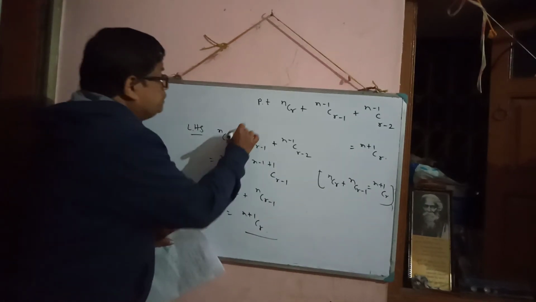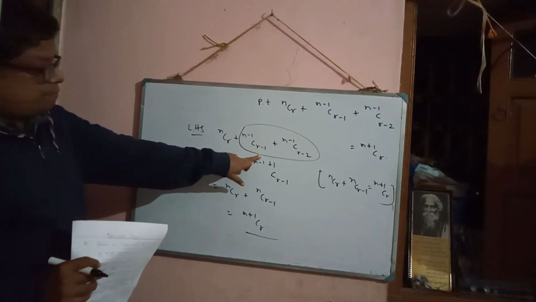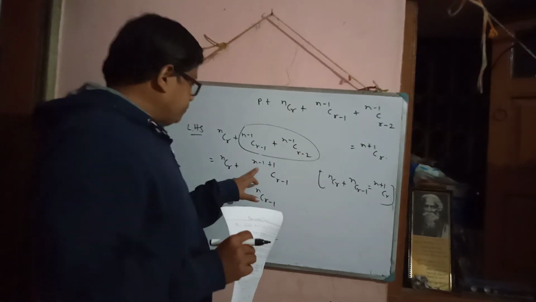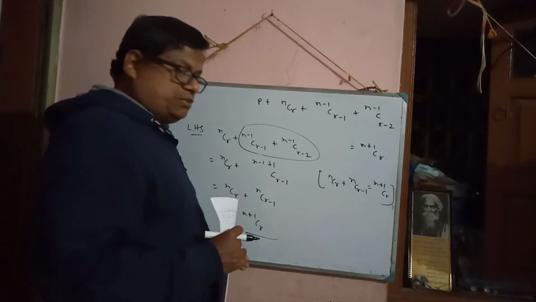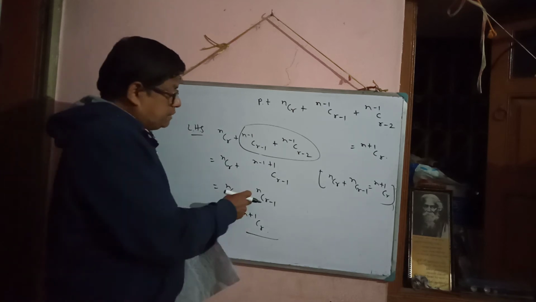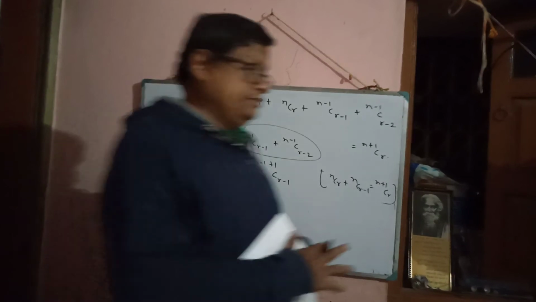Okay. First we take these two parts: (n minus 1) CR minus 1 plus (n minus 1) CR minus 2. So you can write (n minus 1 plus 1) C R minus 1, so NC R minus 1. Okay. Again NCR plus NCR minus 1 gives (n plus 1) CR.